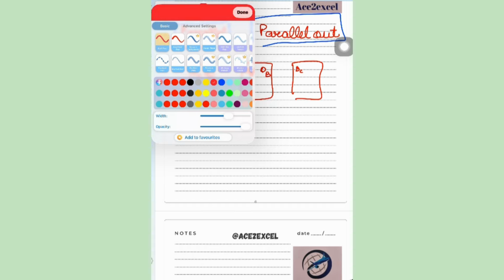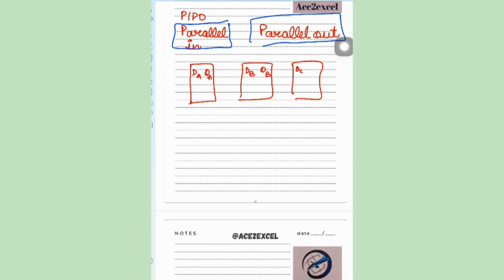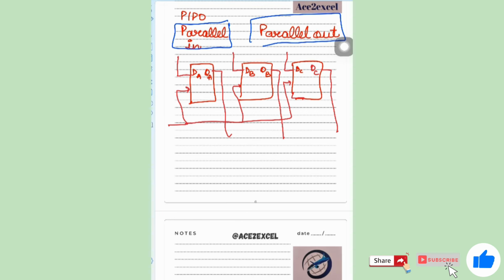Now we'll talk about parallel in, parallel out. Data comes inside in a parallel manner, data goes out in a parallel manner. For this I'll be considering a 3-bit word to be entered. So I'll be having 3 flip-flops, DA, DB, DC, and the data will be entering independently and output will also be coming independently. The only thing is the clock is the same. Let us say the data is 1, 0, 1.